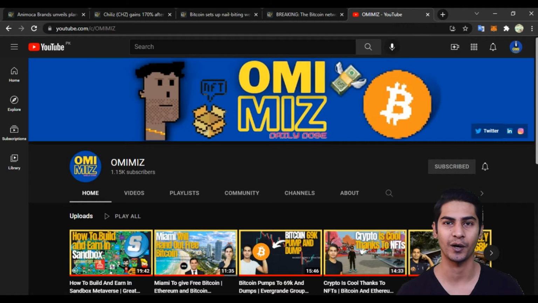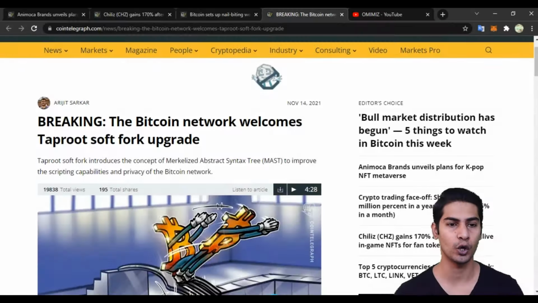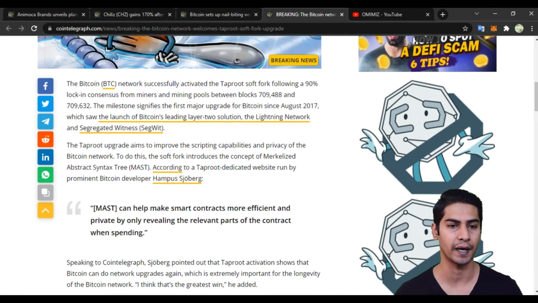Exactly Taproot क्या होता है. So, breaking, the Bitcoin network welcomes Taproot soft fork upgrade. Taproot soft fork introduces the concept of Merkelized Abstract Syntax Tree (MAST) to improve the scripting capabilities and privacy of the Bitcoin network. तो तीन चीजें इसके अंदर बहुत important है. एक है scalability, the other is privacy, and the third is smart contracts. Three things are going to be implemented with this upgrade. और अब हम लोग article में more detail understand करते हैं.